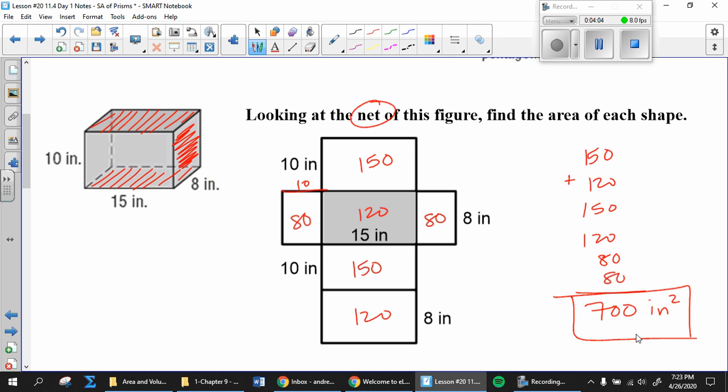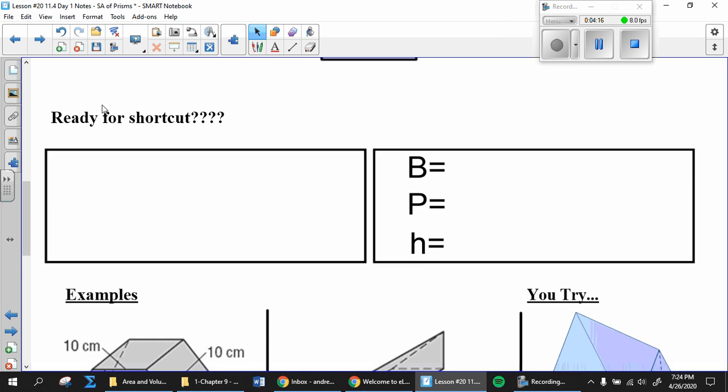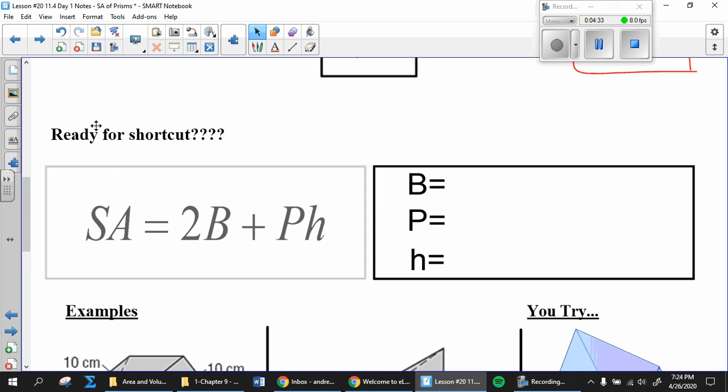Now, that's one way you can do that. One way you can find surface area is simply look at the net, find the area of all those faces. Another way is we have a shortcut. Okay, we have a formula that we can use. And so this formula that we use to find surface area of any prism, whether it's a rectangular prism, triangular prism, pentagonal prism, so any prism that we're looking at, we can use this formula here. And so what it is: surface area equals 2 times B plus P times H.